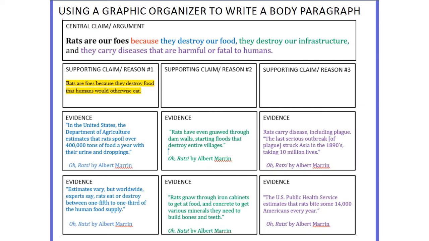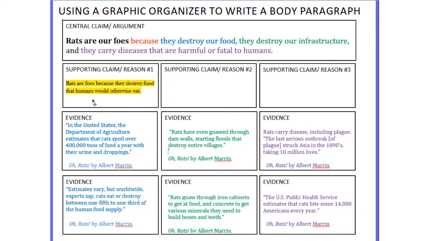In order to write my body paragraph, I'm going to refer back to my graphic organizer. My central claim is that rats are our foes because they destroy our food, they destroy our infrastructure, and they carry diseases that are harmful or fatal to humans. So you'll notice that each of these colors refers to the different pieces of evidence.